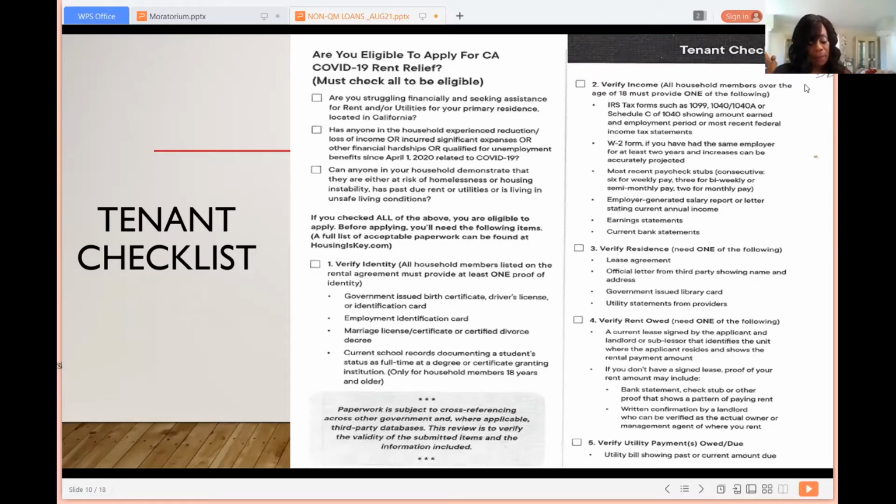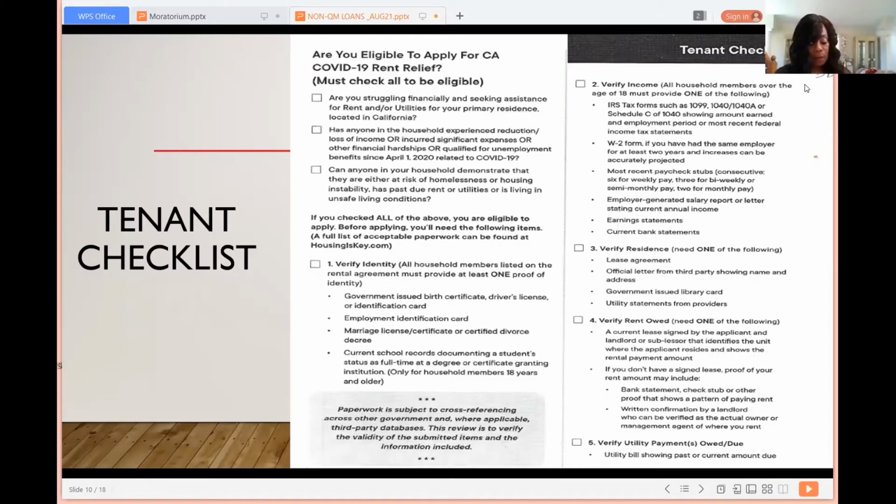Verify, well, I did that one. I'm sorry, verify residence. So it's the lease agreement, official letter from a third party showing your name and address, which would be something that was given to you by a notary or have it filled out and notarized. Government issued library card, utility statements from gas company, light company, your cell phone bill, any of that that's showing your address and where you were living.